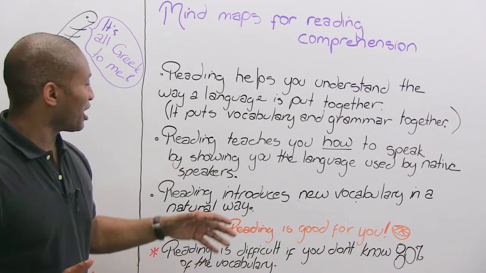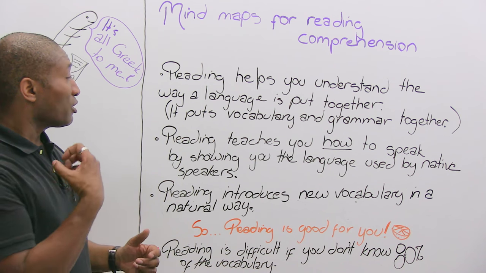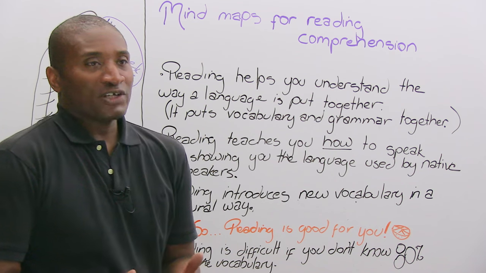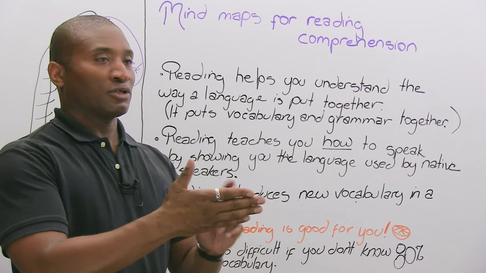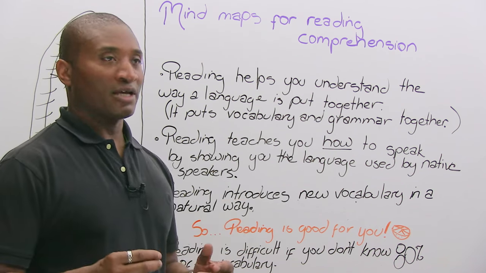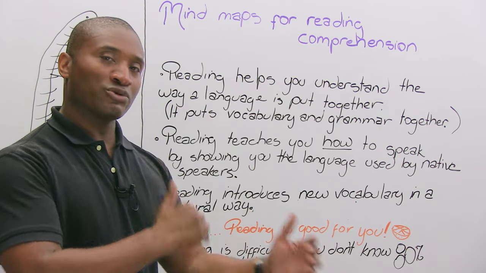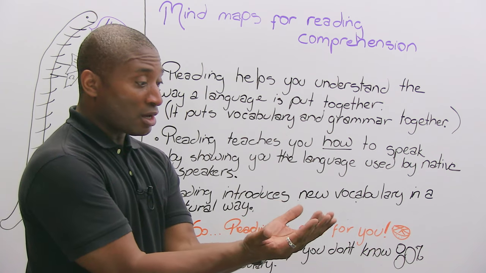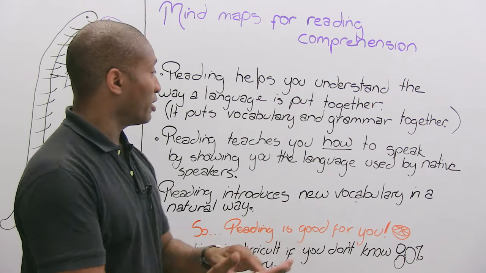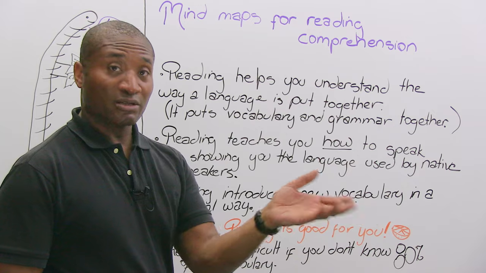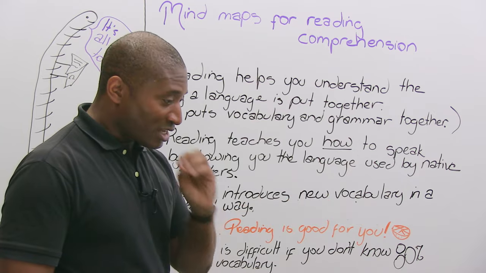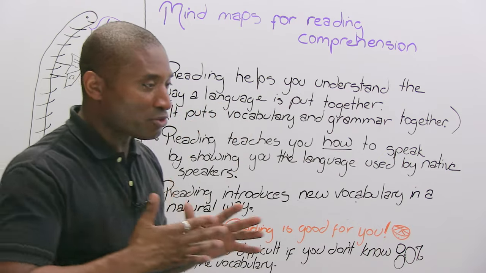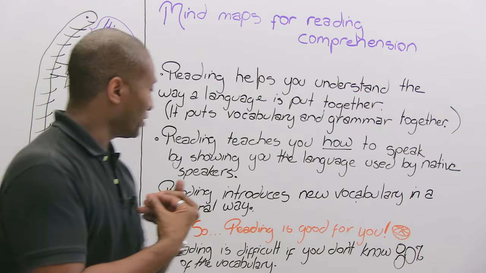Reading also teaches you how to speak by showing you the way that the language is used by native speakers. Well, if it's a fiction book, they actually say, Johnny, comma, are you coming? Yes, and so on, and they show you how we use the language. So not only do you understand how to put the language together by looking at it and going, ah, comma here, period here, but then they say, hey, this is how we speak. So if you follow this, you can follow those words and actually speak like we do, all right?